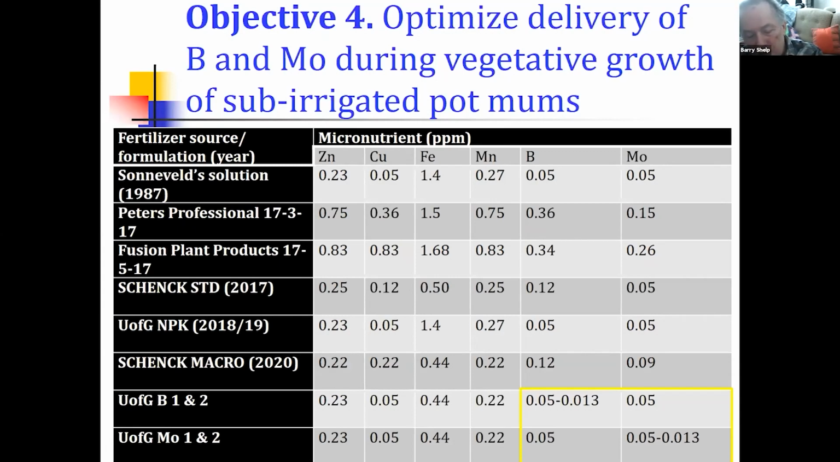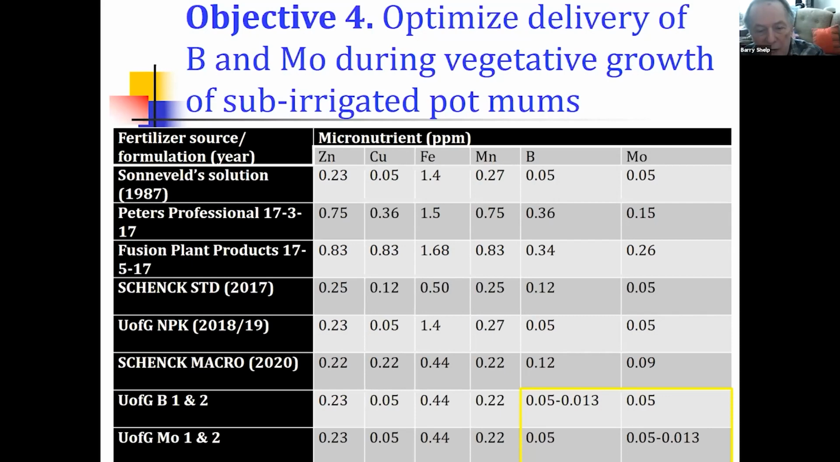The next objective then is to look at boron and molybdenum delivery. And the first experiment we've done this summer using boron and molybdenum levels ranging from 0.05 to 0.13, and that's for both boron and for molybdenum. And the second experiment we conducted in winter 22, either repeated if we see symptoms, but if we don't see symptoms, we'll lower the boron levels and molybdenum levels even lower.